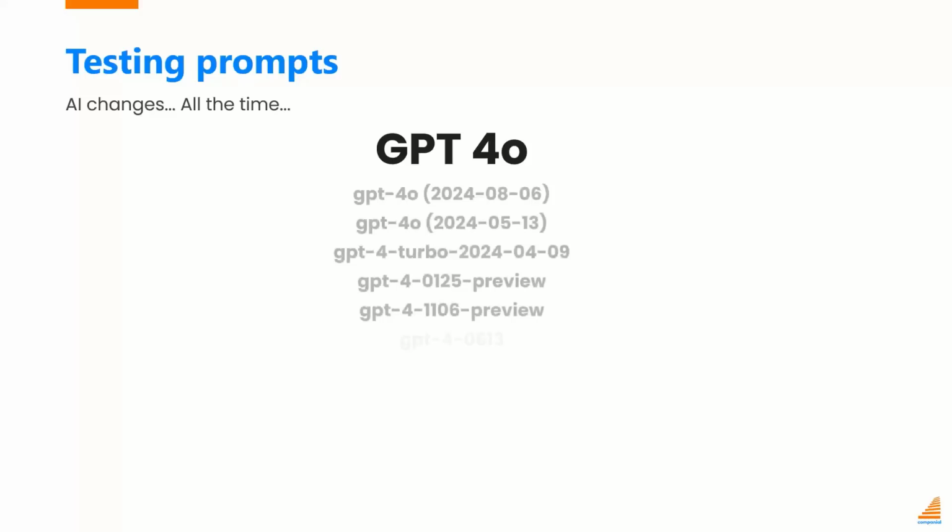It's GPT 4.0 from August. Before that, it was GPT 4.0 from May. Before that, it was GPT 4, GPT 4.0613, GPT 4.0314. And all of these models behave differently. So how do you know, when OpenAI releases the next model, if your feature is working better with that model, or if it's working worse, or if it still works at all? Well, if you test your features, you have your answer. So the second reason why you should test your prompts is because OpenAI can break them.